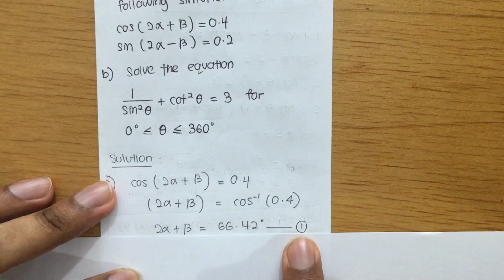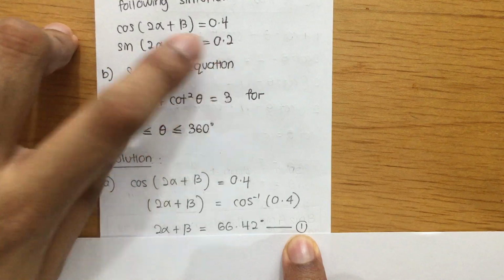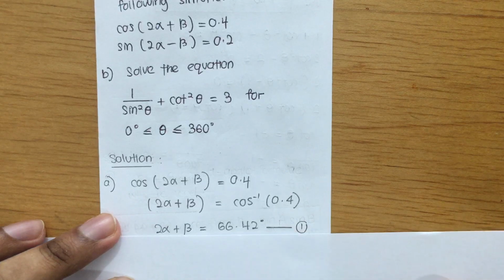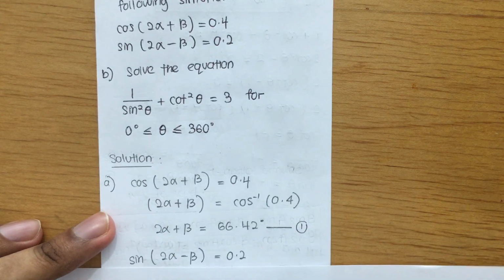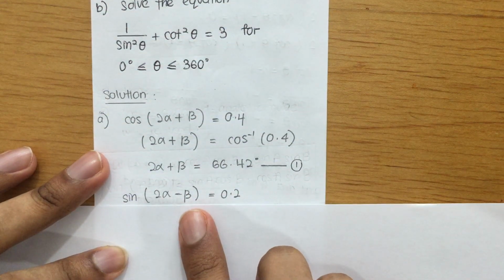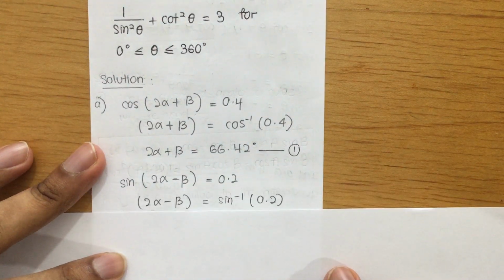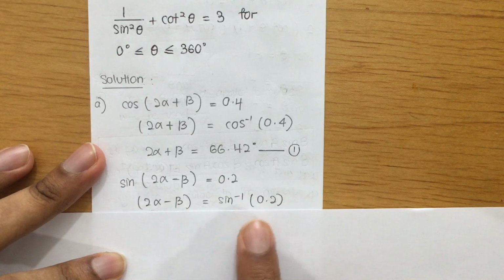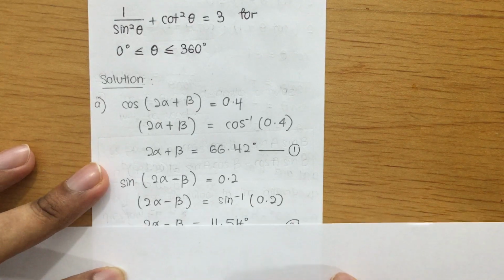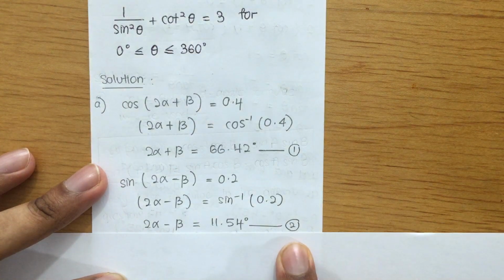Once you have formed this first equation, we can proceed to this equation over here: sin(2 alpha minus beta) equals 0.2. The steps are pretty similar to what we have done so far. So to get 2 alpha minus beta, we take sine inverse of 0.2. So 2 alpha minus beta equals sine inverse 0.2. You key in the value in the calculator, and you should get your answer: 2 alpha minus beta equals 11.54 degrees. So this will be your second equation guys.